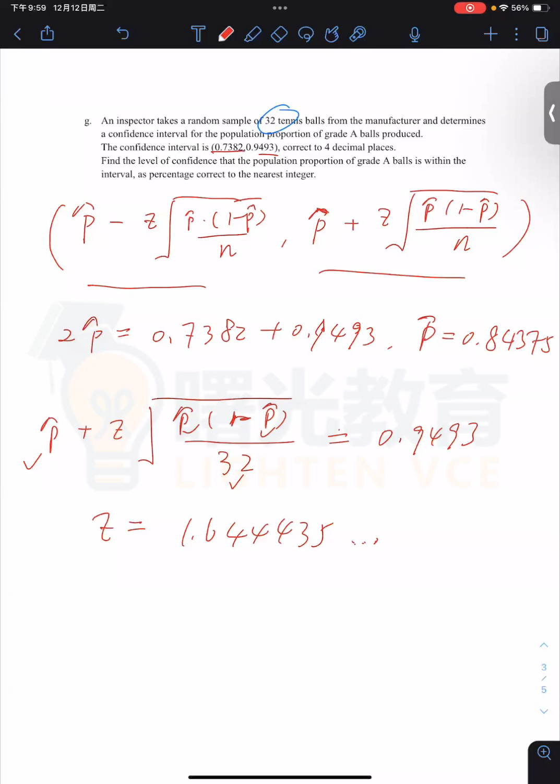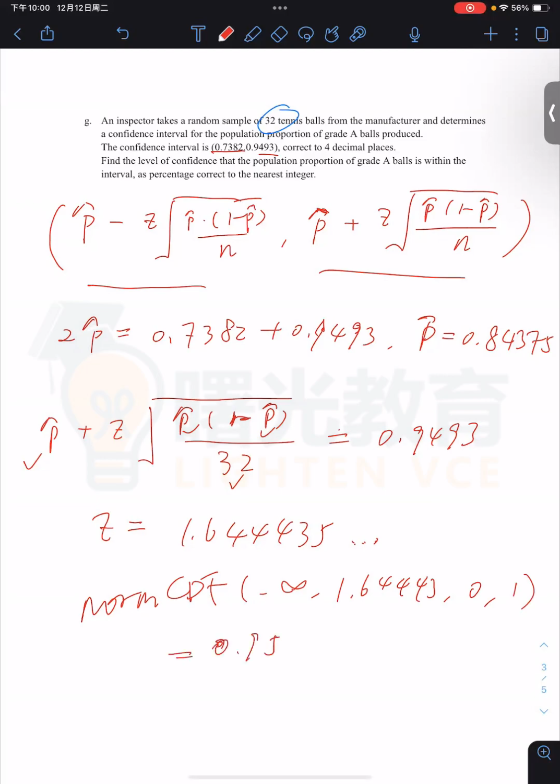Use the inverse normal distribution, use normal CDF from negative infinity to this score, 1.644. And then standard mean is 0, standard deviation is 1. And you can find the answer rounds to 0.9500. So that is 95%.